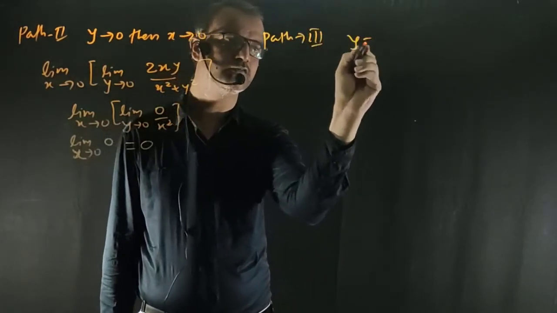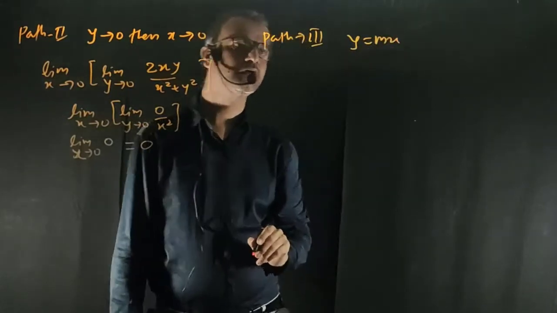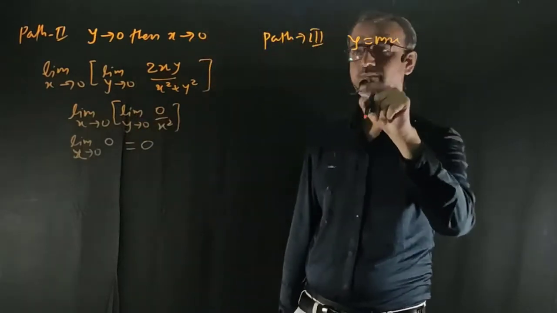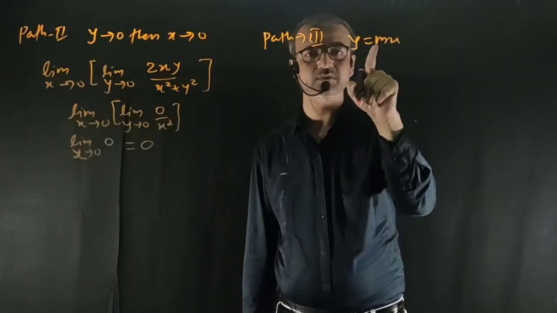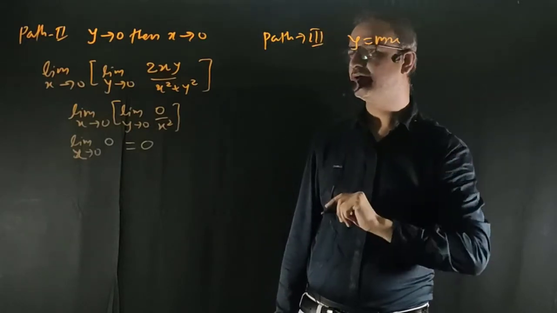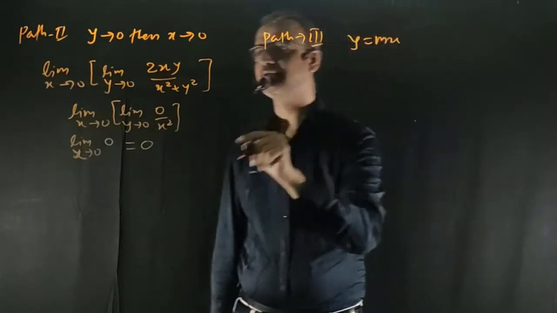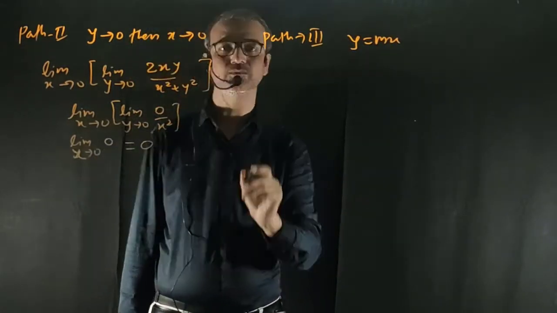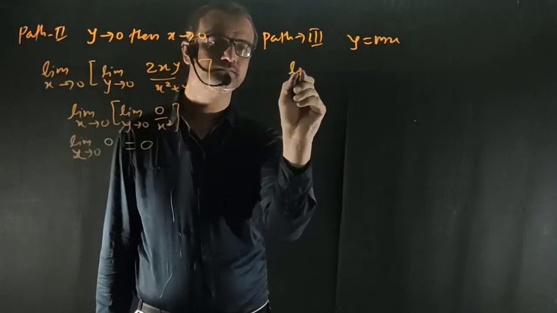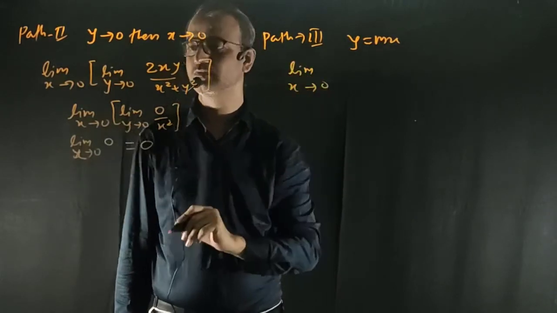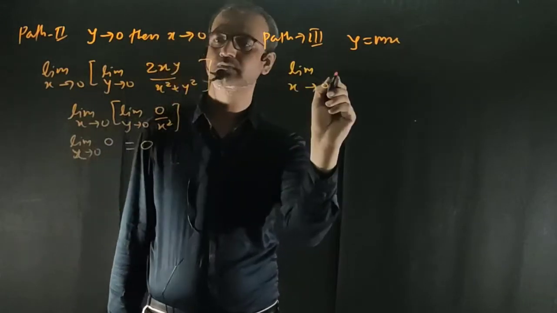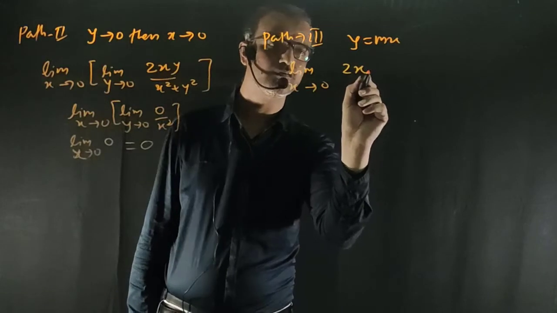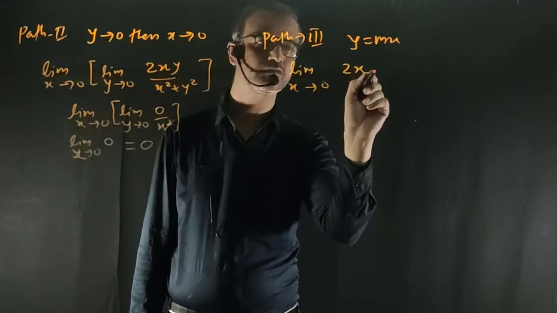that is y equals to mx. If you take y equals to mx, right? So y tends to 0, so we have mx tends to 0, okay? But m is a constant value, so indirectly we have x tends to 0. So in this case, the limit will be converted into a single variable, that is limit x tends to 0. So now, limit x tends to 0, the function is 2xy. So replacing y by mx, it will become 2x into mx.